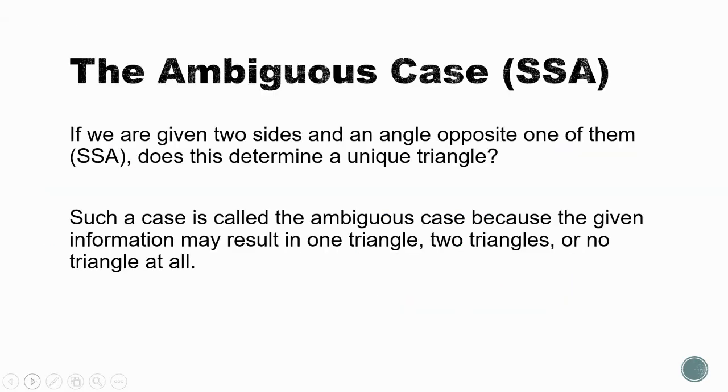Okay, so let's talk about the third way to use the law of sines. It's something called the ambiguous case. So it's with two sides and an angle not included. If we are given two sides and an angle opposite one of them, does this determine a unique triangle? Such a case is called the ambiguous case because the given information may result in one triangle, two triangles, or no triangles at all.